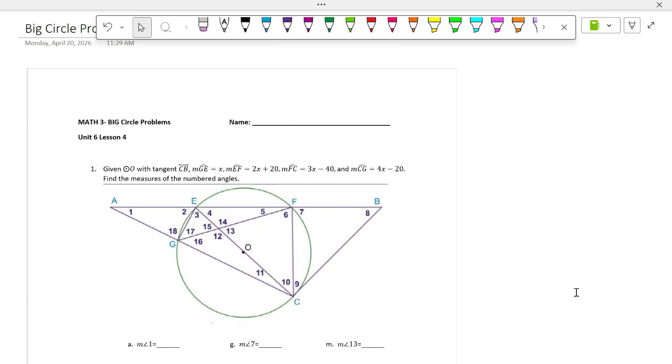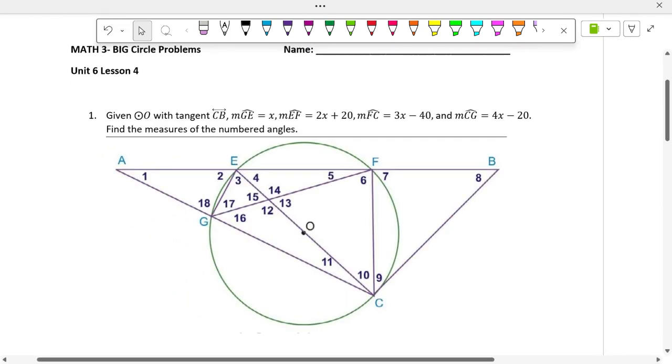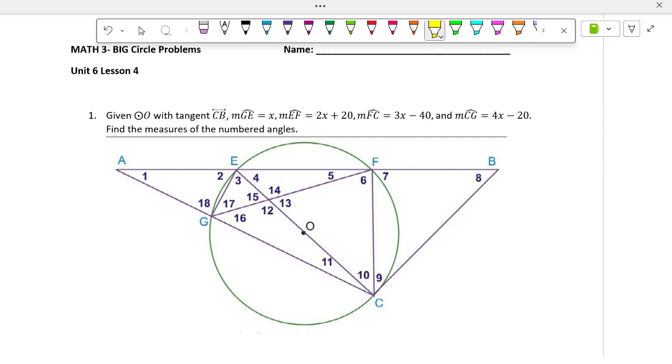All right, so we're on page 17 of your packet. Now, this is what we call a big picture problem. So, it's basically a lot of angles built into one circle. Typically how these work is that they give you enough information to start, but then your job is to find everything else that they ask for. All right, so we're going to do this first one together. And by the way, I will give you a big picture problem on your test, so pay attention.